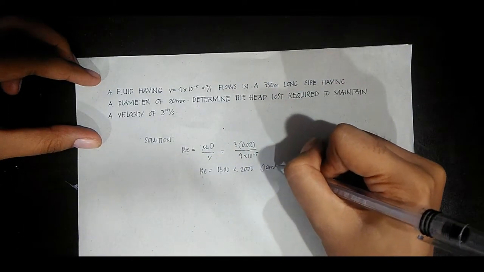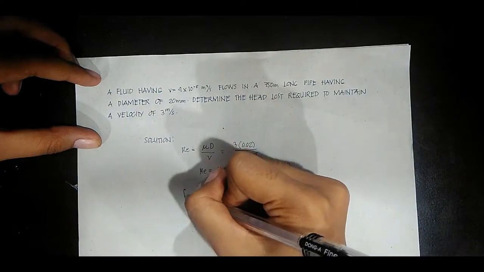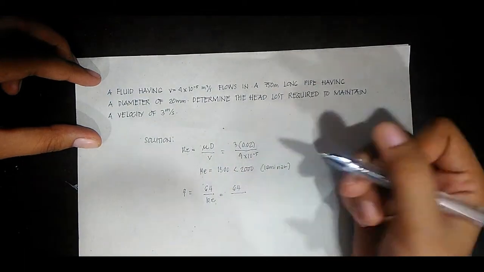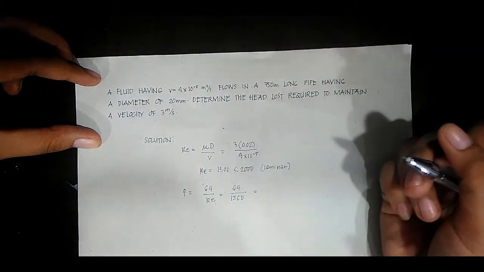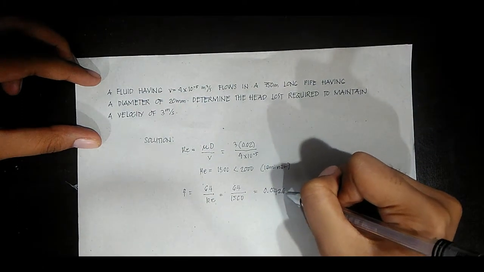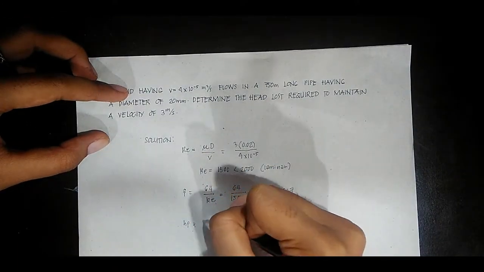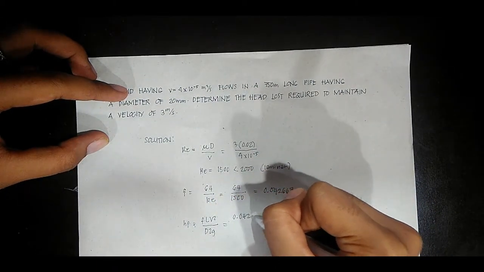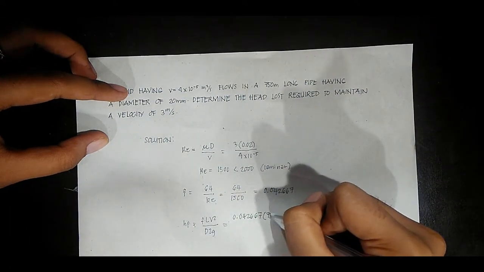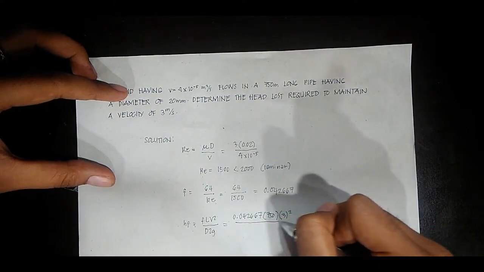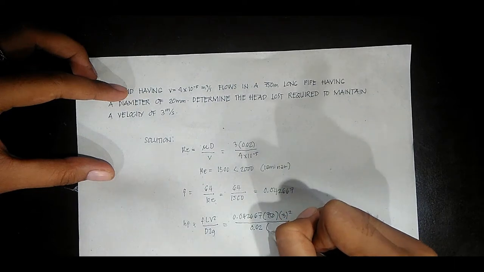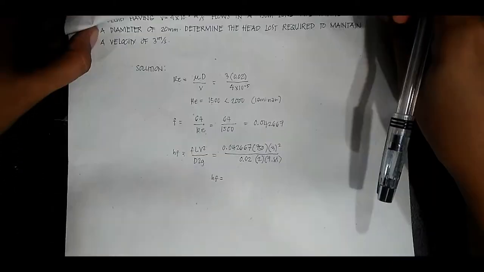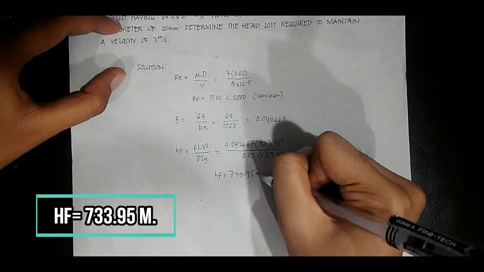The answer is less than 2,000, so it is a laminar flow. Next, we will find the friction factor, f is equal to 64 over Re. Insert the value of Re. The value of f is equal to 0.042667. And last but not the least is the head loss with the formula hf is equal to fLv squared over 2gD. Insert the values and then calculate. The value of head loss is 733.95 meters.